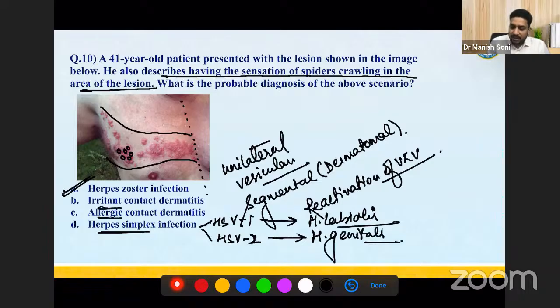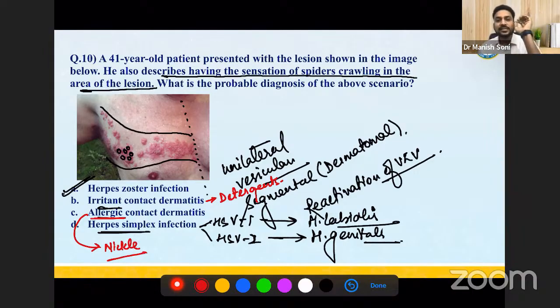While irritant and allergic dermatitis are due to contact with something, the most common irritant which causes irritant dermatitis is detergents. And the most common allergen which causes allergic dermatitis is nickel. So these are some important clues which take you to the answer. So the most common irritant causing irritant contact dermatitis is detergents, and the most common allergen causing allergic contact dermatitis is nickel, which is present in artificial ornaments or jewelry.